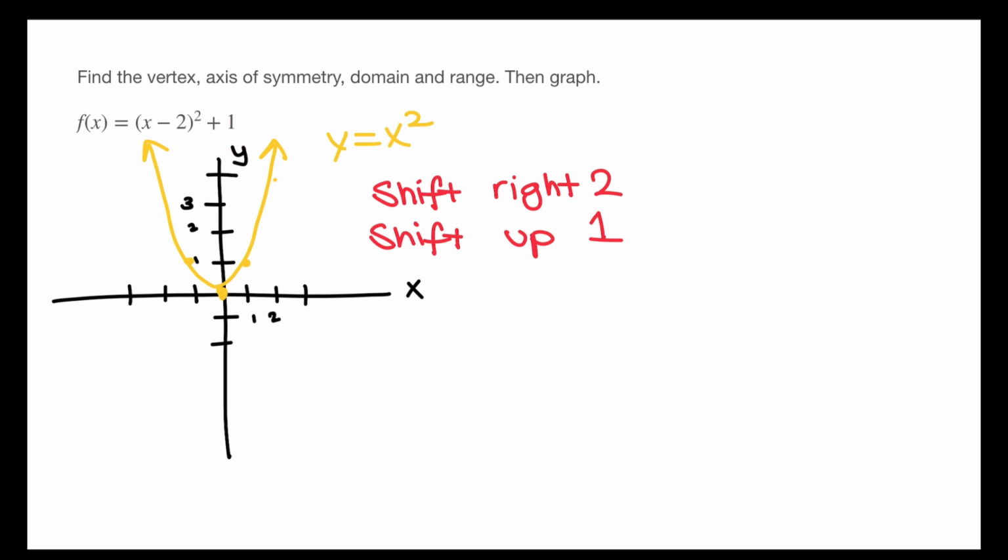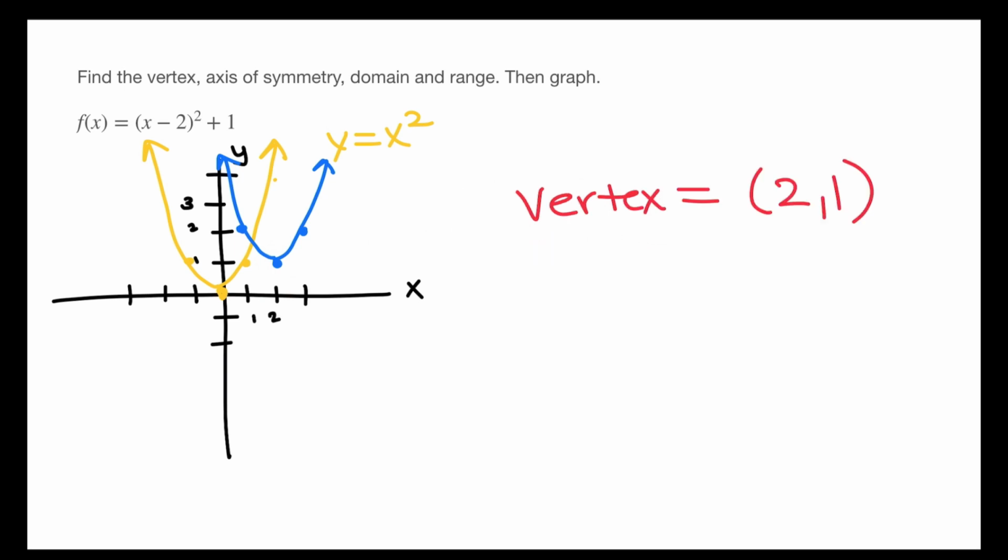The plus 1 is an output transformation. That's going to shift the graph up 1. So I take my parabola, move it to the right 2, up 1. Based on that, I can see that my vertex is located at the point (2, 1). And I can actually see that by looking at the equation. This 2 right here and the 1 give me the vertex. Vertex is located at the point (2, 1).